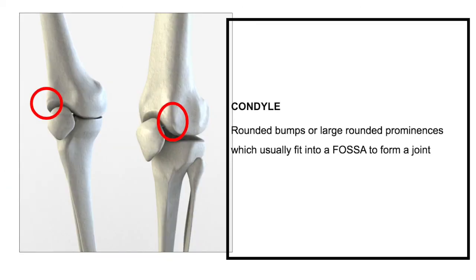We also need to be aware of condyles. So a condyle is a rounded bump and it's quite prominent, and as you can see pictured, we've got the femur, and the femur has a medial condyle and a lateral condyle, medial being on the inside, lateral being on the outside. And we also have condyles on our humerus and also on our tibias as well, or tibia.